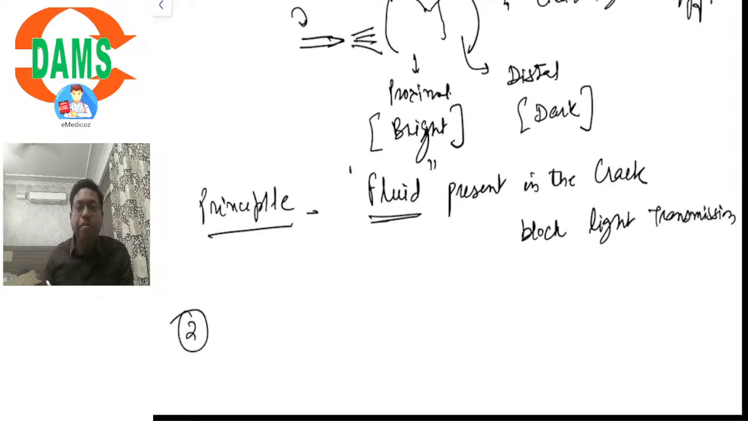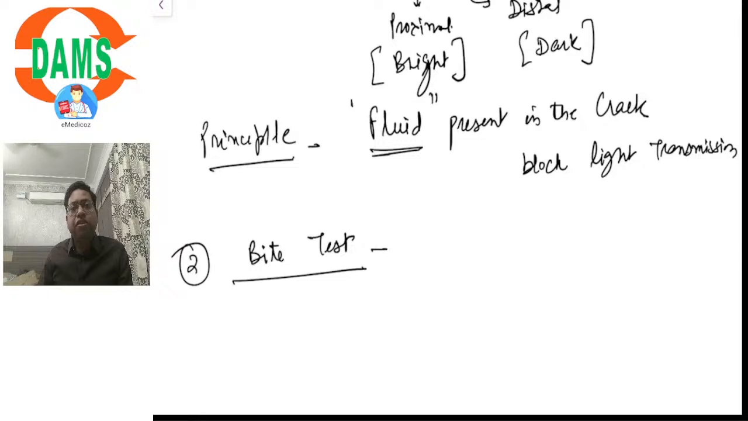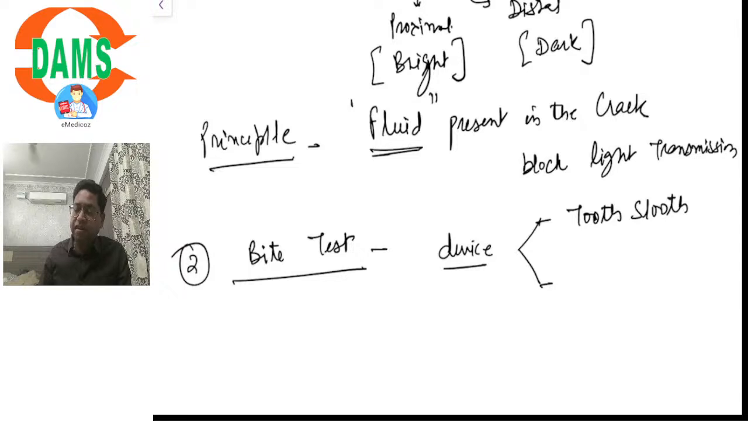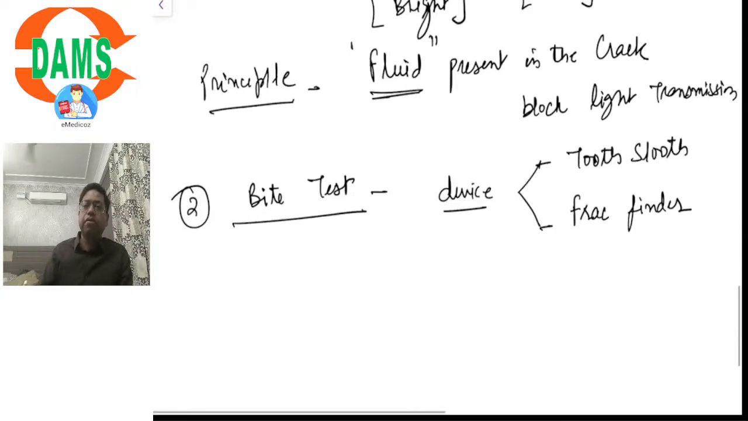Another diagnostic test that is commonly used is the bite test. It is used both for cracked cusp and cracked teeth. This bite test is done with a device that is commercially available. Two devices are available. One is Tooth Sleuth, and another similar device is a Frac Finder. Okay, they are devices something like this.